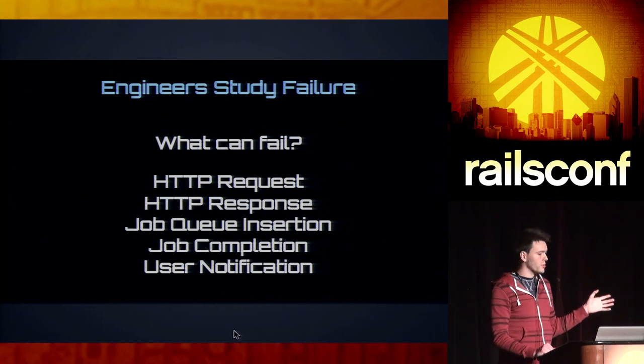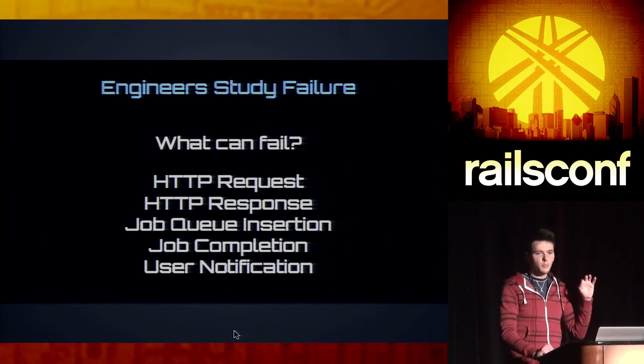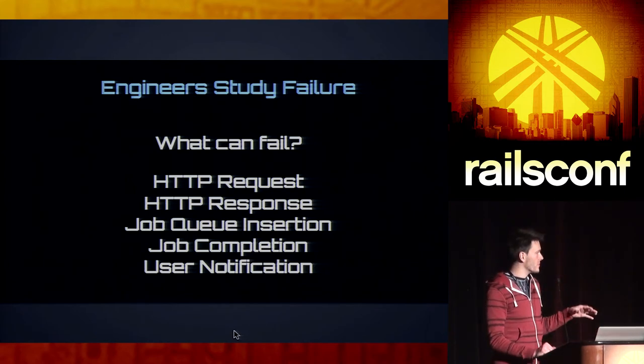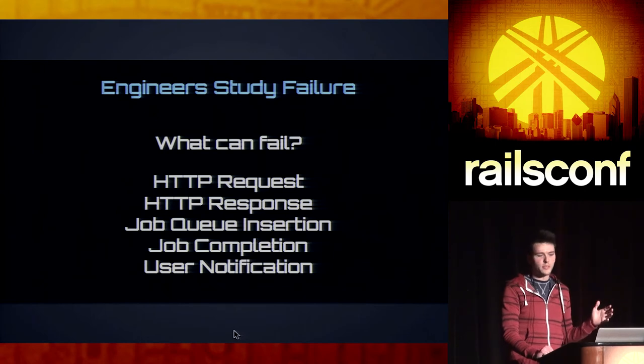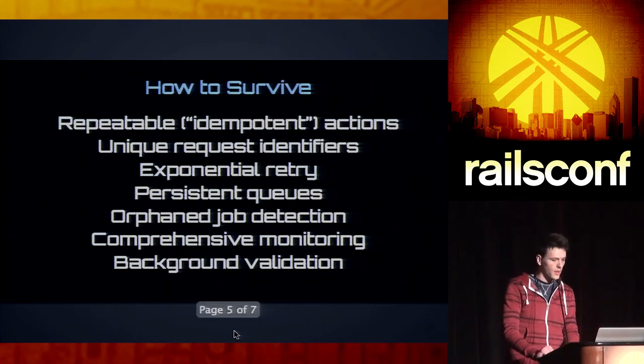If your job queue misses a job event, then you need to figure out a way of making sure that those jobs don't get dropped from the queue. And finally, user notification at the completion of a job. If your user doesn't receive their notification, you have to consider what happens in that scenario.